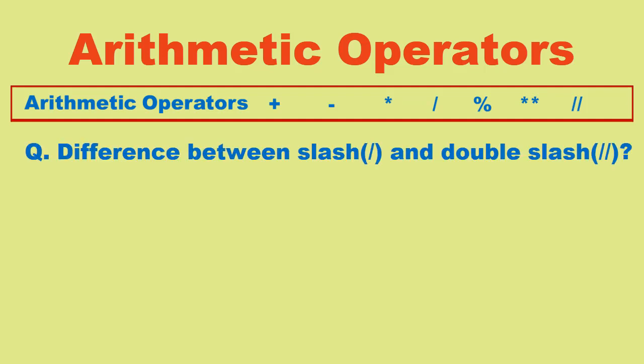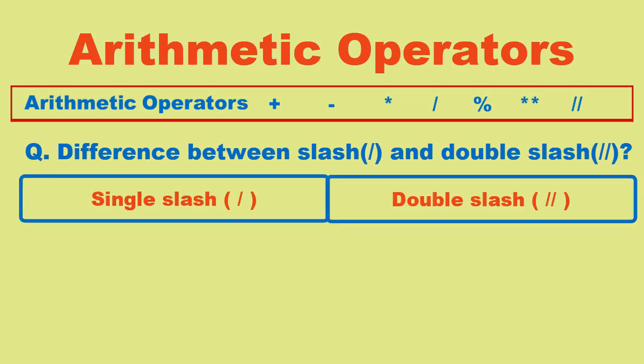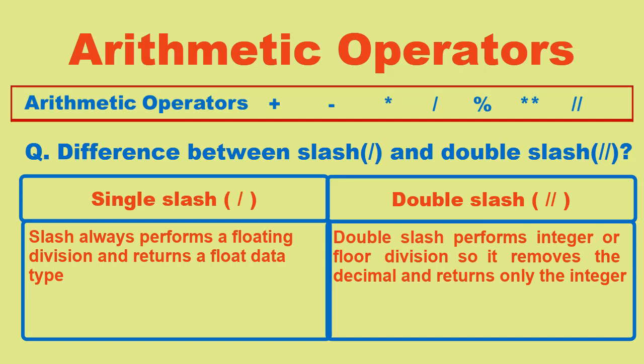Here an important question that is asked is, what is the difference between slash and double slash? Slash always performs a floating point division and returns a float data type. Double slash performs integer or float division, so it removes the decimal and returns only the integer. So if you are asked to print the output of dividing two perfectly divisible numbers, do not forget to put decimal 0 after it. Double slash, on the other hand, will remove the decimal value and give the answer.